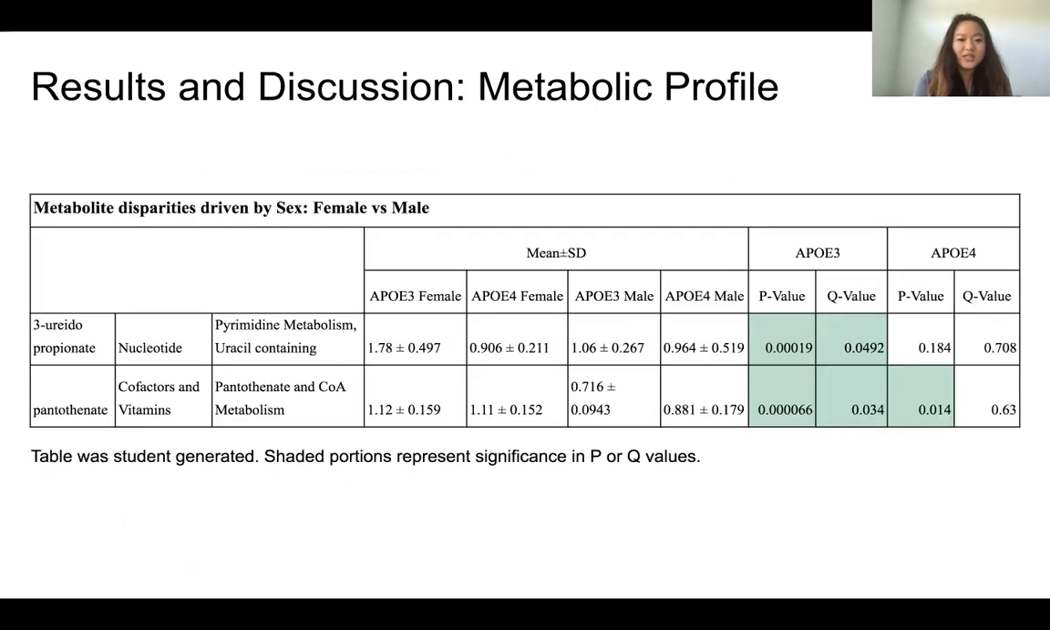it's also significantly different when looking at males versus females. Out of the 500-something metabolites that I looked at, these were the only 2 that were significant: 3-uridyl-propionate and pantothenate. What's really exciting about these 2 is that they're both linked to vitamin B5. Pantothenate is the scientific name for vitamin B5, and 3-uridyl-propionate is involved in the production of one of the major building blocks of pantothenate.